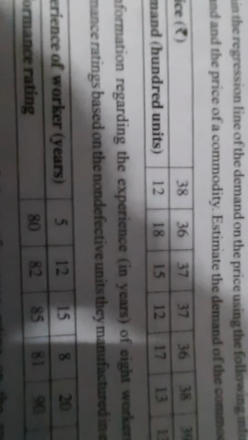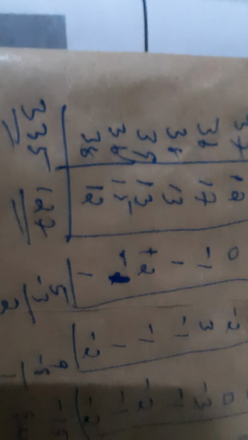There are two columns available, price and demand in 100 units. Okay, so let us start working out this question. Here you can see X and Y in two columns. X is 38, 36, 37 like that, and Y 12, 18, 15 and like that. So let us find out the total. 335 is the sigma X and 127 sigma Y. From that X bar and Y bar are located.